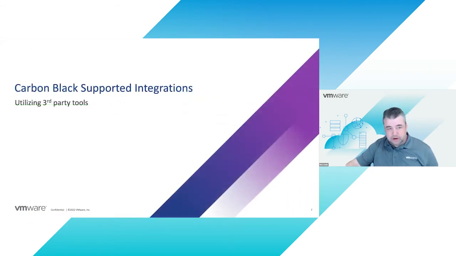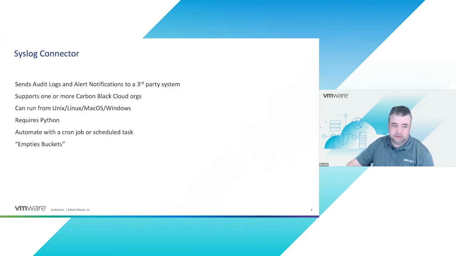All right, we're going to move on and talk about some Carbon Black supported integrations. So things that we've built and we support. First thing is a Syslog connector. This can be run on any machine that supports Python, so you can see there pretty much any modern OS. You can have it run as a scheduled task or a cron job. And essentially what this does is automatically send your choice of your audit log or your notifications to a third-party system, right? So you have this running, it just does its thing for you, and there's not much else you have to tweak.